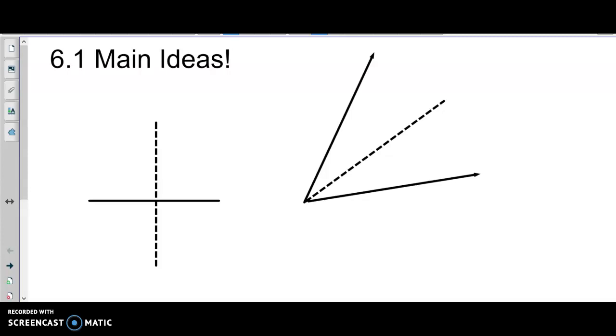6.1 talked about two things. It talked about the perpendicular bisector, and it talked about the angle bisector. Now you know that we use both of these to create the circumcenter for the perpendicular bisector and the incenter for the angle bisector. But there are some ideas that we had before that.